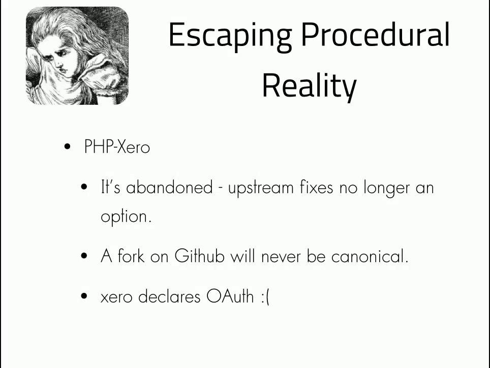So going back to Drupal 6 and Drupal 7, in this procedural world, with the Xero module, I'm using a library called PHPXero, which was recommended by Xero themselves several years ago. It's pretty much abandoned at this point, so my upstream fixes can no longer travel upstream. I have a fork on GitHub that I kind of maintain, though I don't want to maintain it, and this library includes an OAuth class, which is bad because it conflicts with other modules like the OAuth module.